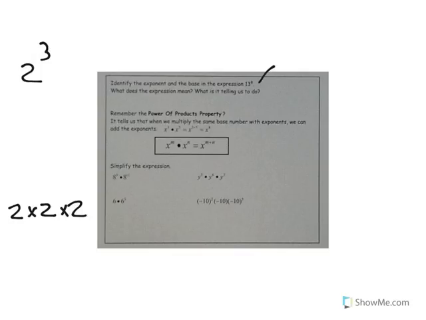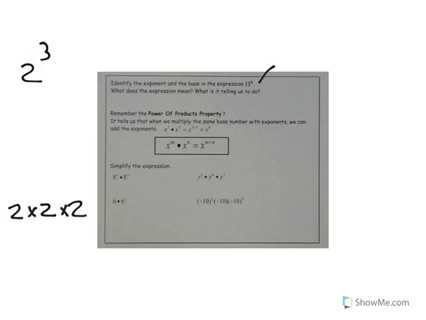For this one, it says identify the exponent and the base in the expression 13 to the little tiny 8. That means the exponent is 8, the base is 13, and it would be 13 times 13 times 13, 8 times. So let's look at this now.